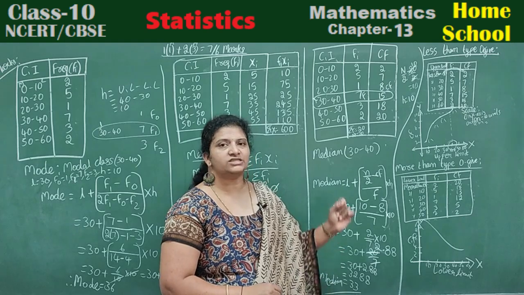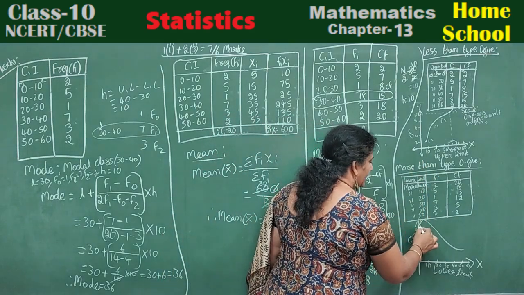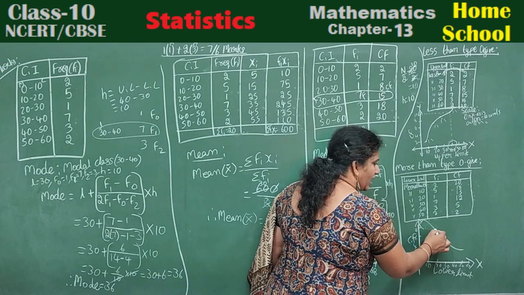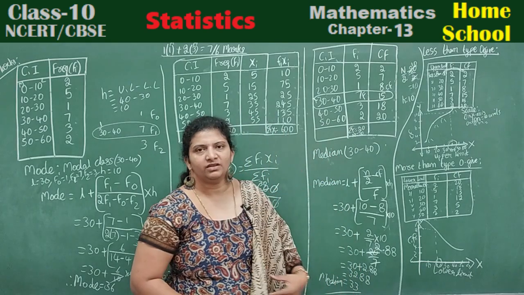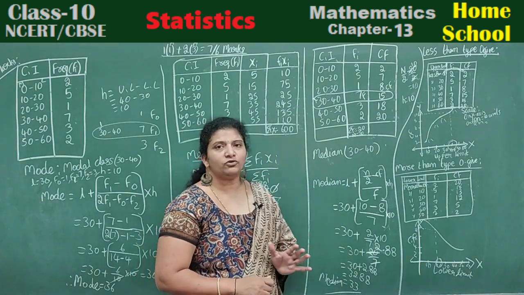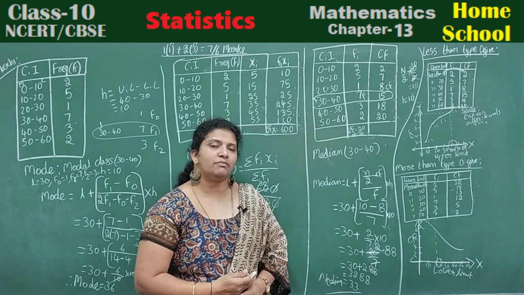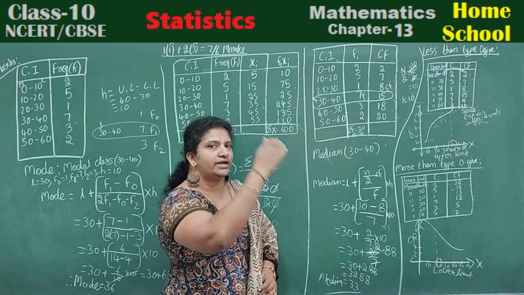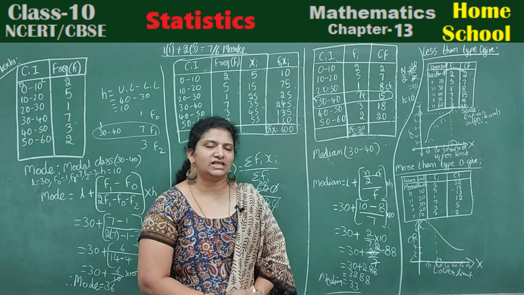Same manner, if they ask you to calculate the median, again, n by 2, 10. From that 10 where it is, draw a line to where the graph touches, perpendicular, that is the median. Okay, in less than type ogive, from down it raises up, and in more than type ogive, from top it reduces down.